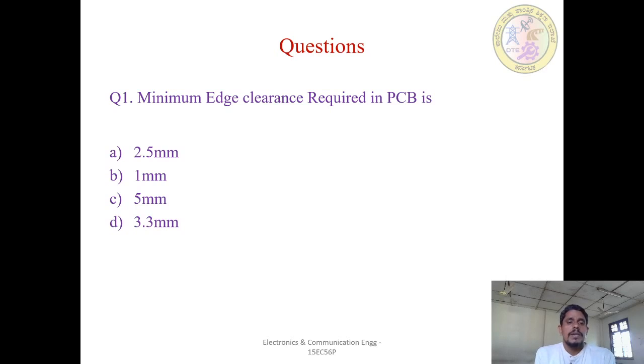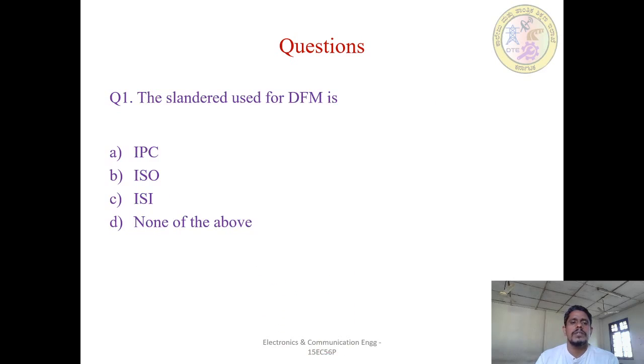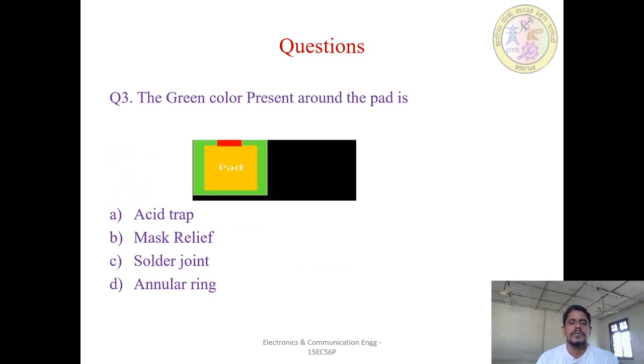Question 1. The minimum edge clearance required in the PCB is 2.5 mm, 1 mm, 5 mm, or 3.3 mm? The answer is 2.5 mm. Second question. The standard used for DFM is IPC standard, ISO standard, ISI standard, or none of the above? It is well known, it is the IPC standard.